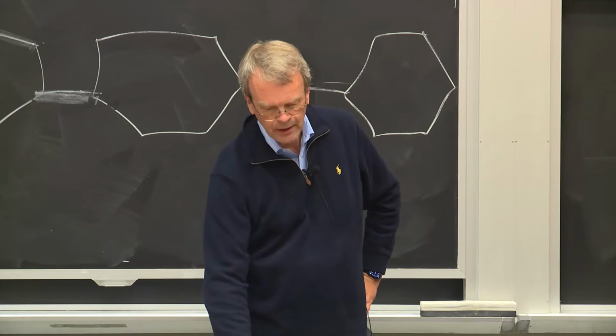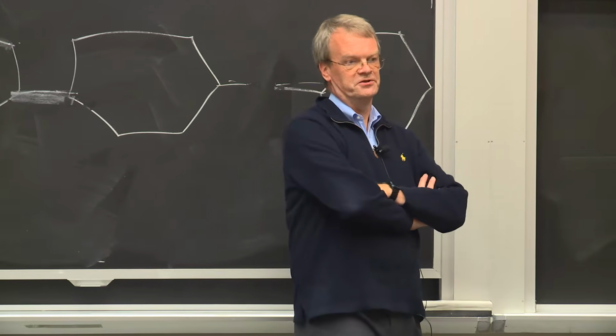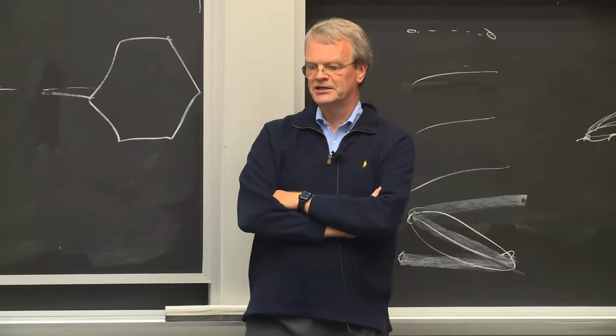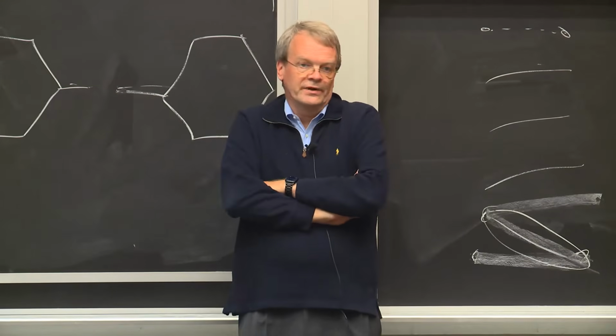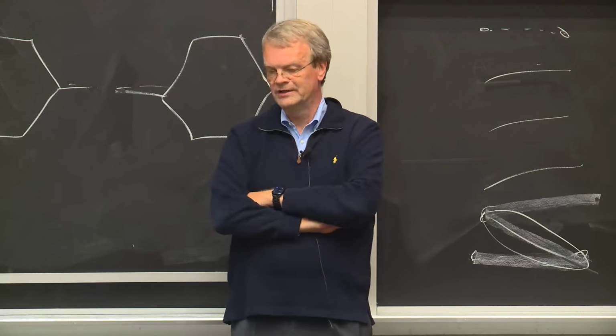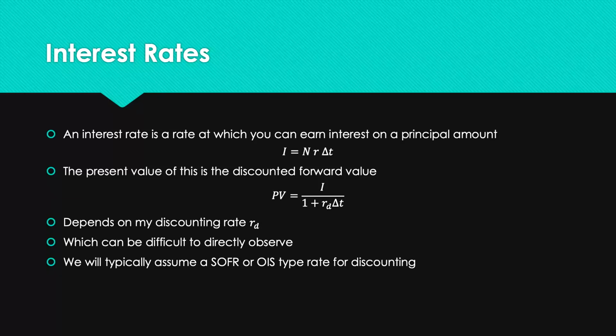Okay, so let's talk a little bit about what an interest rate is. An interest rate at its most basic is a rate at which you can either borrow or lend money on a principal amount. In this case, my interest payment will be N, which is typically a notional, times the rate R, accrued over whatever time I'm borrowing it for. So I'm borrowing $1,000 at 5% for a year. In a year, I'll have to pay back the $1,000 plus 5% times a year times $1,000, so $50 of interest.